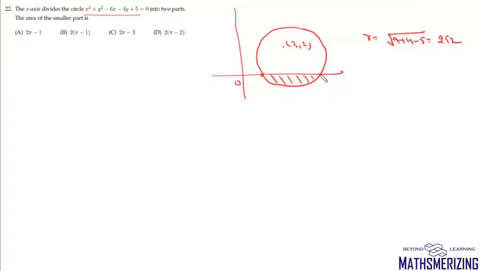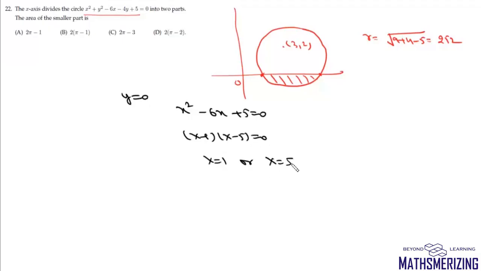Now first we'll find its intercept on the x-axis. So for the x-axis intercept, we'll put y as 0, and we'll get x square minus 6x plus 5 equals 0. So it'll be (x minus 1)(x minus 5) equals 0. So the value of x is 1 or the value of x is 5. So this point is (1, 0) and this point is (5, 0). Now we need to find this angle. This length is 2 units, and this length is also 2 units. So that means this angle is pi by 4, so this entire angle is pi by 2. So it is a quarter of a circle.